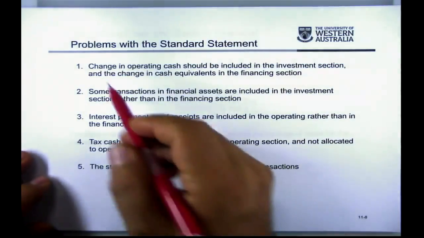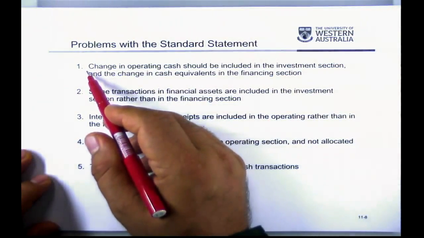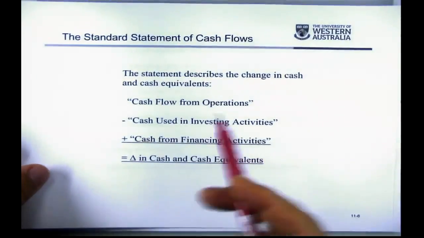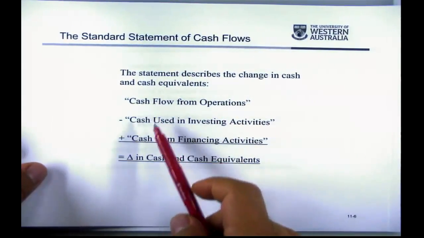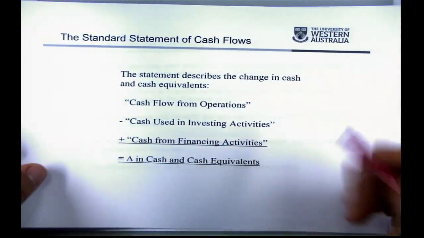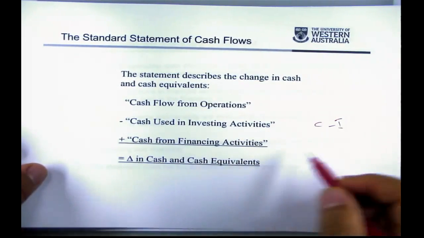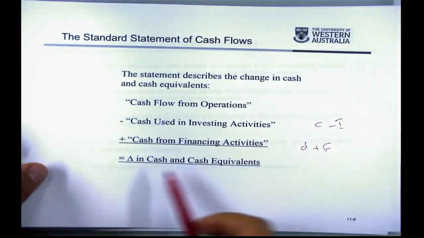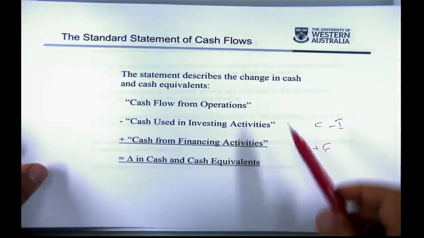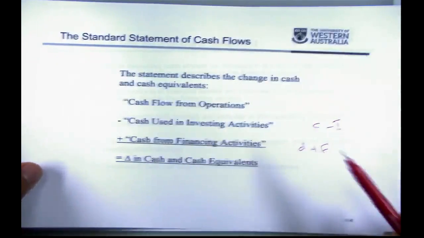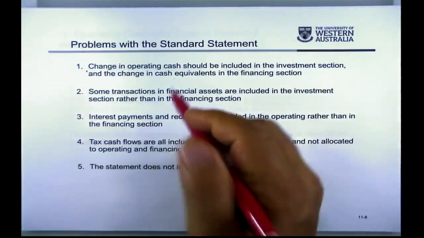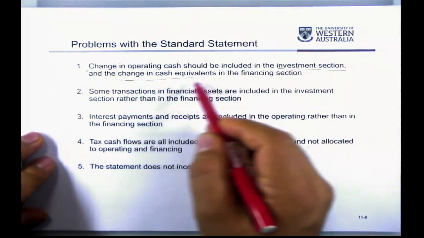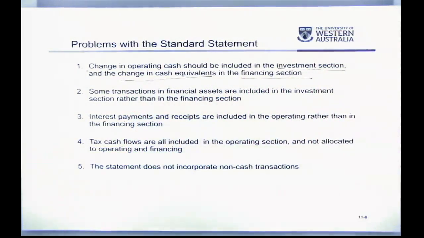The first one is that, remember the equation here. We need to calculate the cash from operation and cash used in investing activity in order to calculate C minus I. We need also to calculate D plus F. And the change in cash and cash equivalents should be allocated between these items and these items, as we shall see shortly. So change in operating cash should be included in the investment section, and the change in cash equivalents in the financing section. Okay? The change.